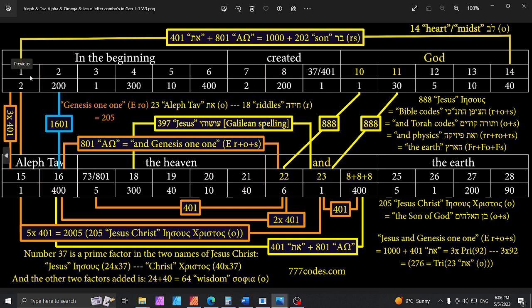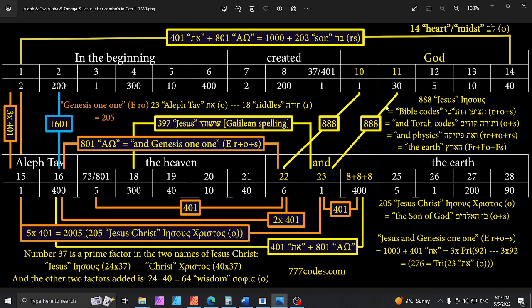You see the orders of the letters here. This is letter number 1, this is letter number 2, this is the value of letter number 1, and this is the value of letter number 2. It's quite simple. The verse has 28 letters, and you see the 7 words are mentioned here. This is the earth, this is and.